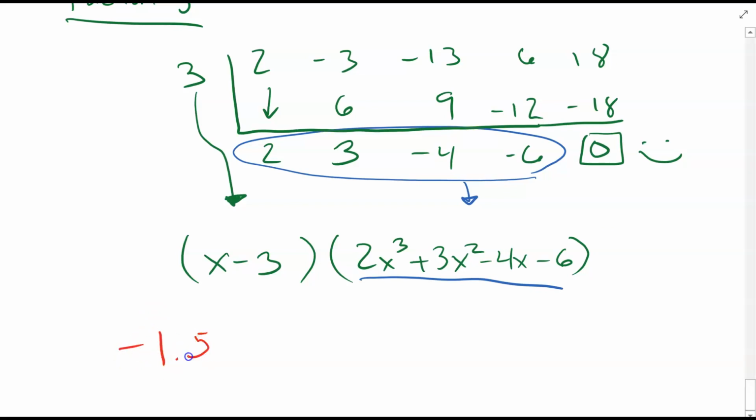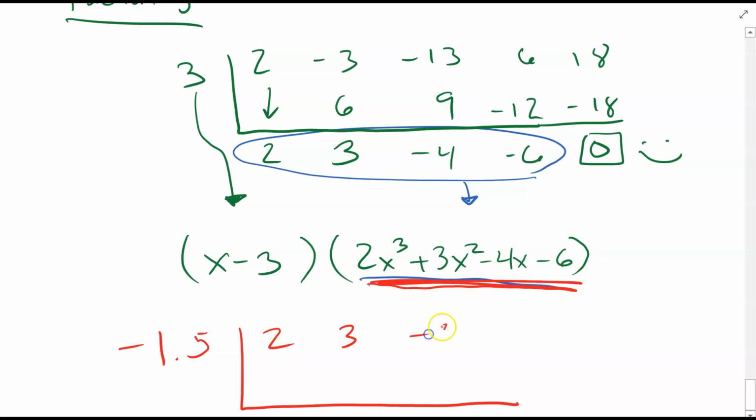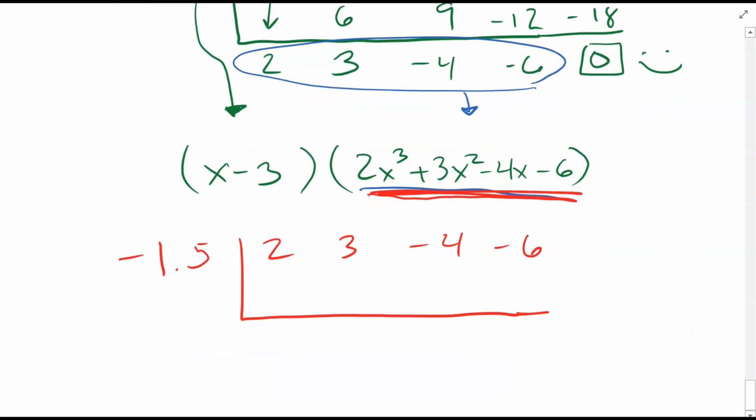Okay, so this is the catch here with doing the division again. So let's use -1 1/2. What numbers are going to go inside the synthetic division bar here? It's not 2, -3, -13, 6, and 18, because we're not trying to factor that again. We're going to be using these numbers because this is the piece that we're trying to factor now. Does everybody kind of catch that? That's an important kind of takeaway. Okay.